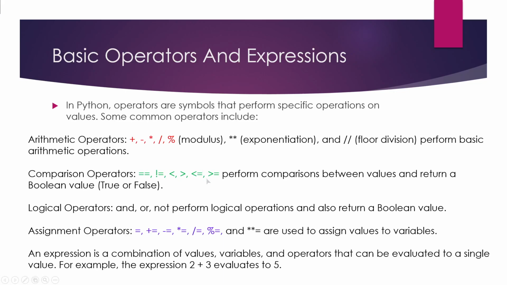Now for comparing, we have equal to, not equal to, less than, greater than, less than or equal to, greater than or equal to. These comparisons compare values between each other and return a Boolean value, true or false basically. Now we have logical operators. Logical operators are and, or, and not. They're used for all logical operations, and they return Boolean values.